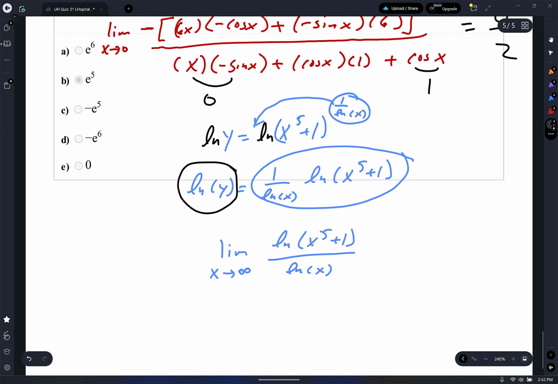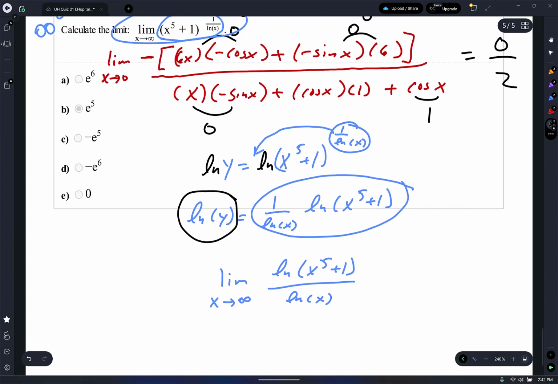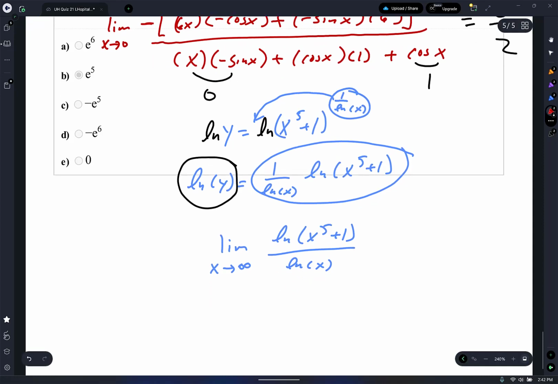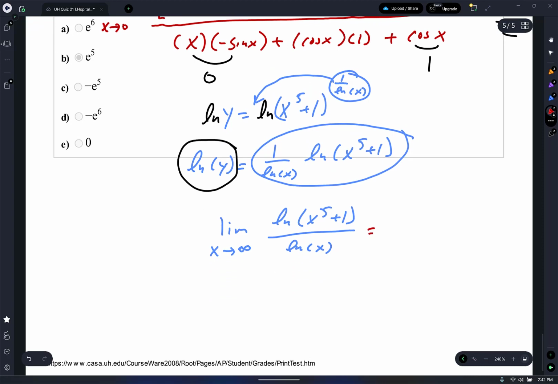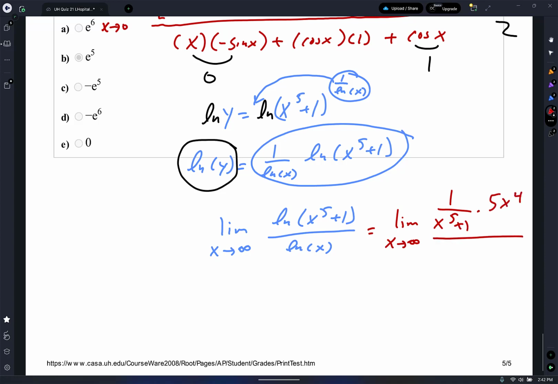So I have infinity over infinity, which we know is indeterminate. They can test you on this. I say, okay, I have infinity over infinity, can I use L'Hopital's rule? Yes, it's differentiable and continuous in its domain. So I'm going to use L'Hopital's rule. Limit as x approaches infinity, and the derivative of ln of x to the 5th plus 1 is 1 over x to the 5th plus 1 times 5x to the 4th, over the derivative of ln of x, which is just 1 over x.